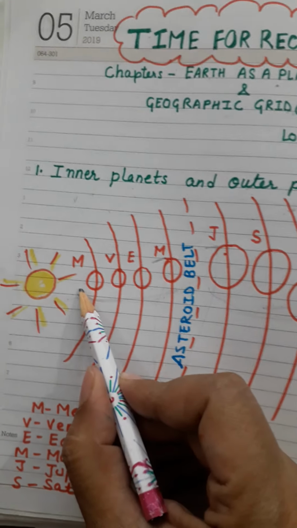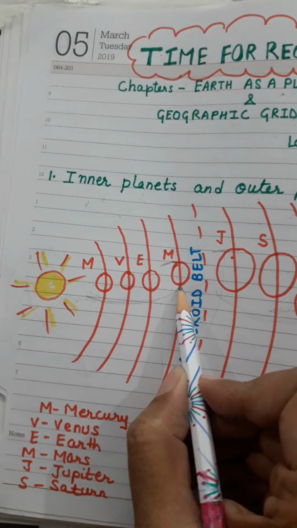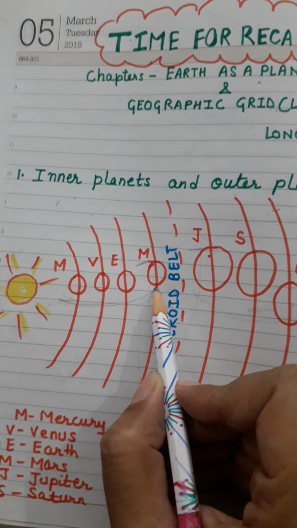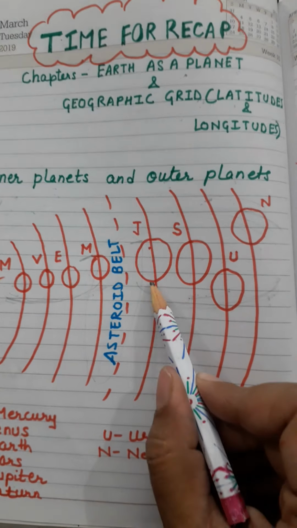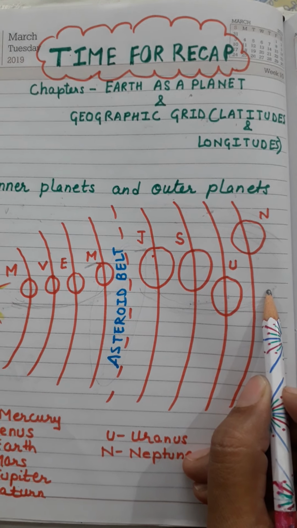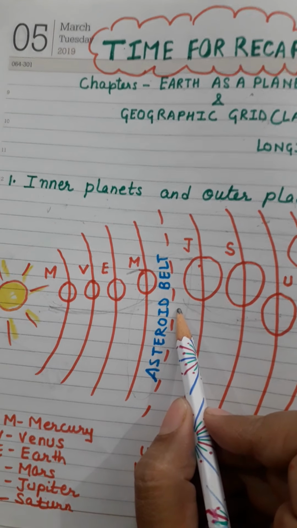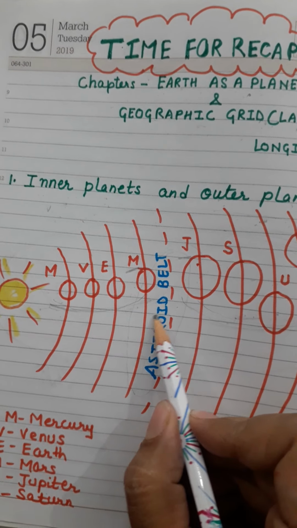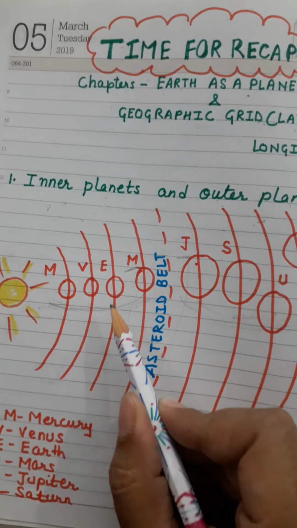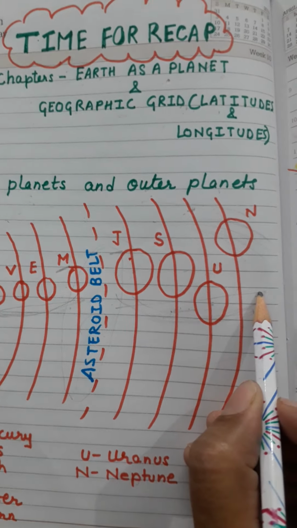Second point, inner planets are also called terrestrial planets. These are of rocky origin. Outer planets are also called Jovian planets. These are of gaseous origin. And always remember, the asteroid belt is considered as a reference to differentiate between inner planets and outer planets. Now come to the second part.